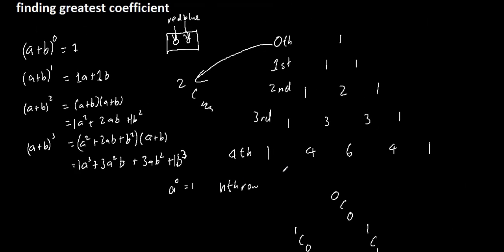And in the nth row, I want to pick from the left the kth term. So this is the first term, second term, third term. And so in my nth row, I don't care what number it is, I want to pick the kth term from the left.